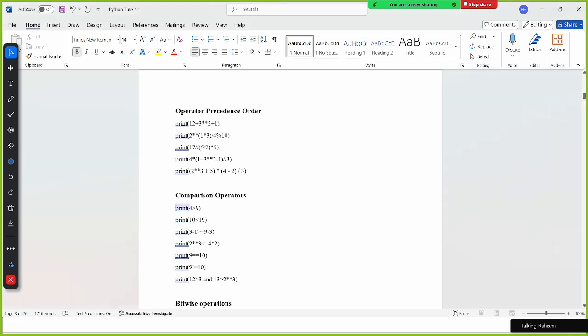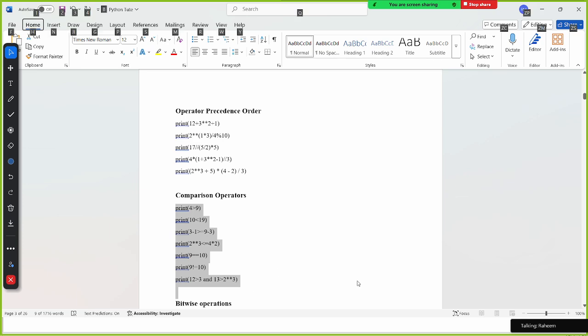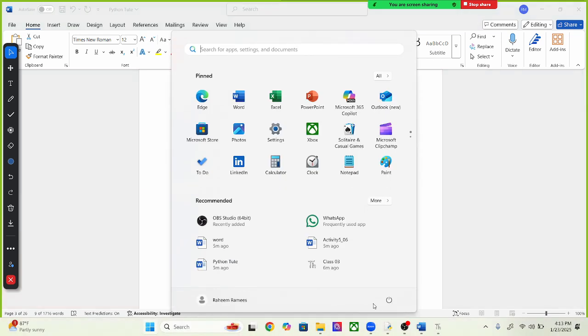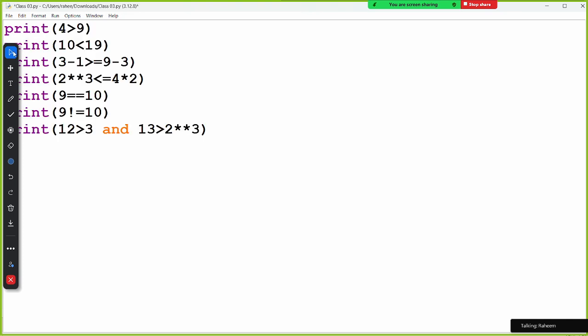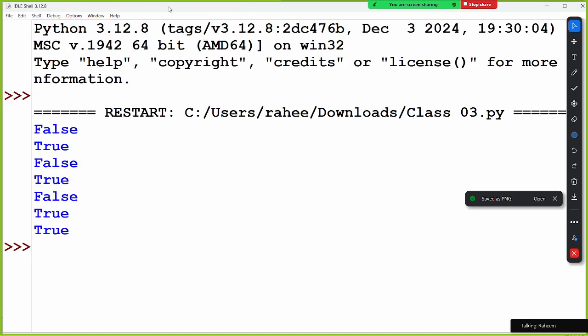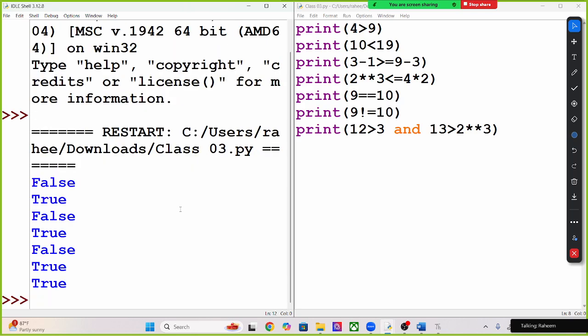Now first I'll copy these things and then we'll discuss the outputs. So I'll paste it into my Python IDE. Now I'll run it. So these are the outputs, right? Now we'll discuss them.